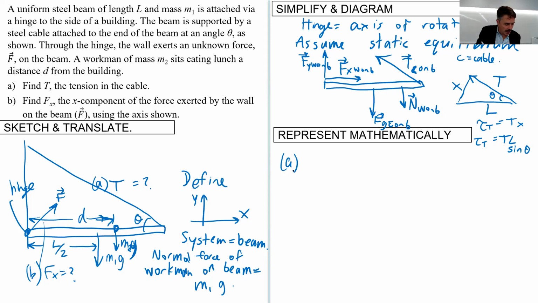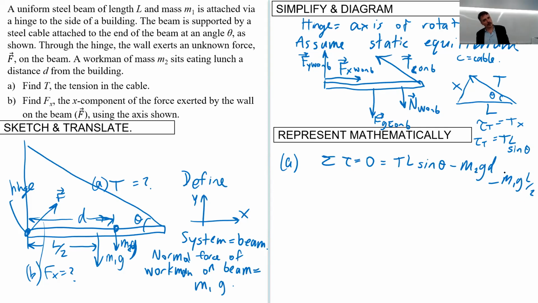So for step A, you say that the sum of the torques is equal to 0, which is equal to TL sine theta, the positive torque, minus M2 times G times D, minus M1 times G times L over 2. So one negative torque from the workman sitting on the beam and another negative torque from just the beam itself, the gravity on the beam. And so you can solve that out for tension.